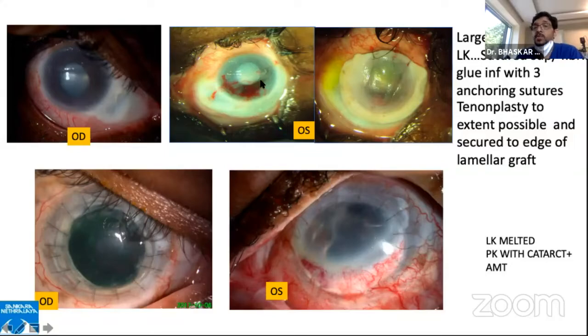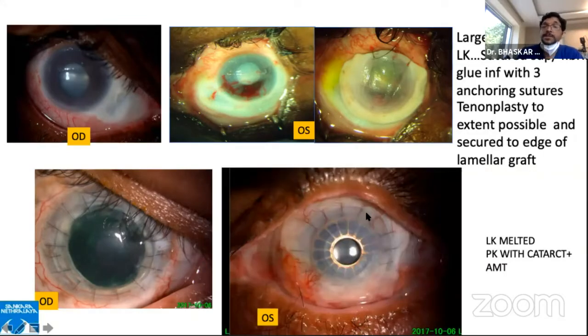The cornea around is not very healthy for us to suture a patch graft. So we actually did a large lamellar patch graft along with a tenonplasty and an amniotic membrane in the acute phase. That LK failed and we subsequently had a melt, and we subsequently had to do a PK, but at least we were able to salvage the globe, and subsequently the patient underwent a keratoprosthesis in that eye.